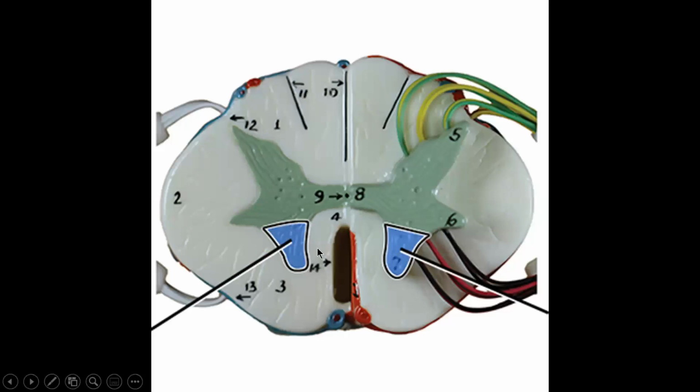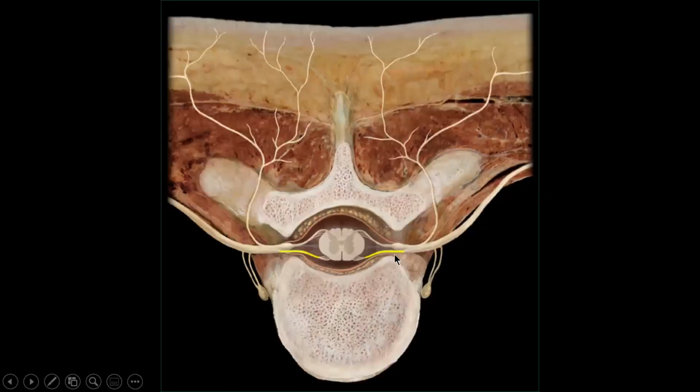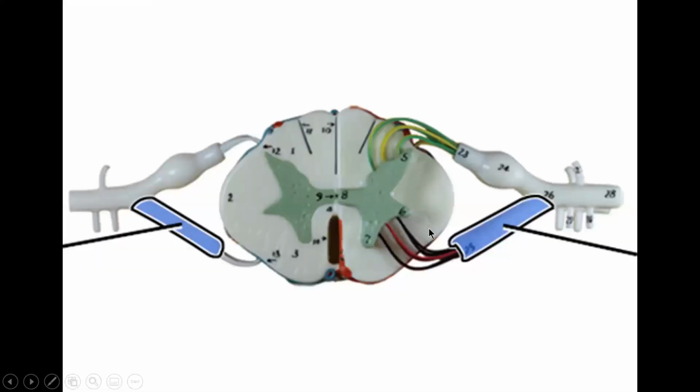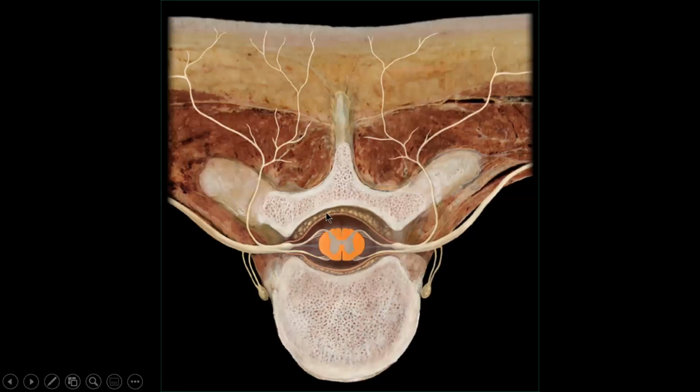This is the ventral root of the gray matter of the spinal cord. Same thing here, ventral root, highlighted in yellow. Same thing here, ventral root. This week, all you'd have to say here is the white matter of the spinal cord.